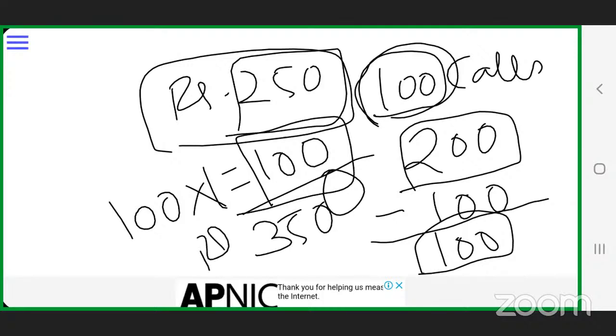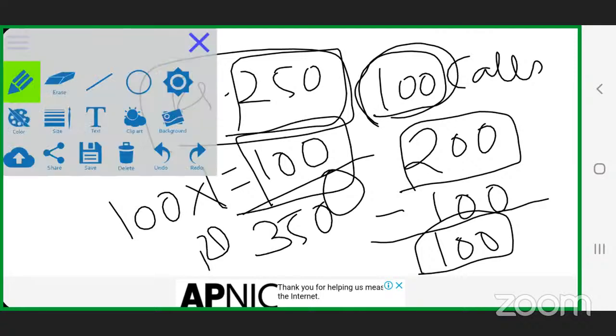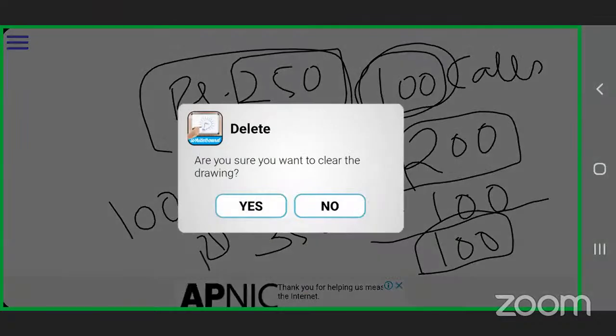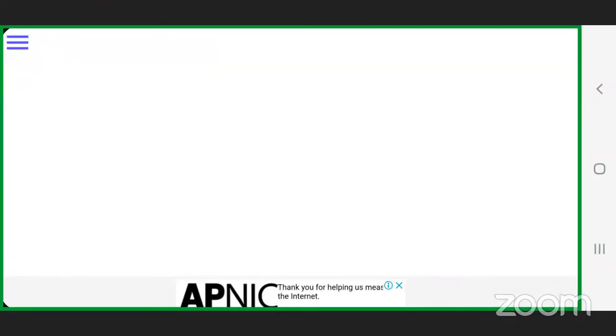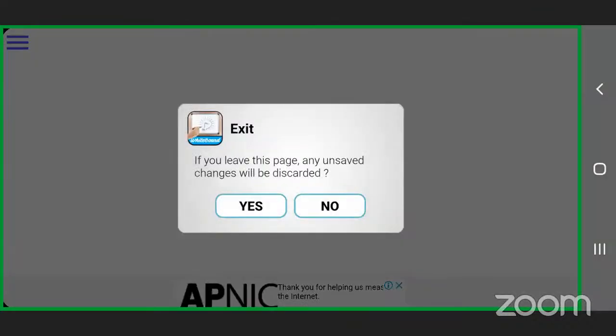So based on the behavior, the costs are divided into 3 categories. The first one is fixed cost, the second one is variable cost, and the third one is semi-variable cost. So these are the different classifications.